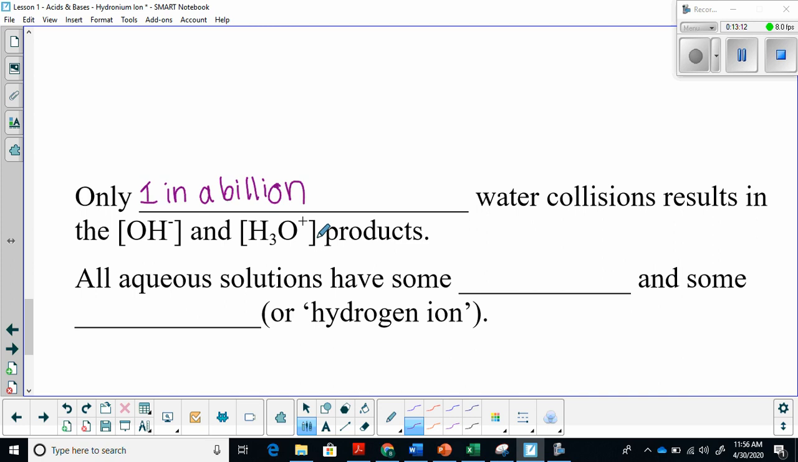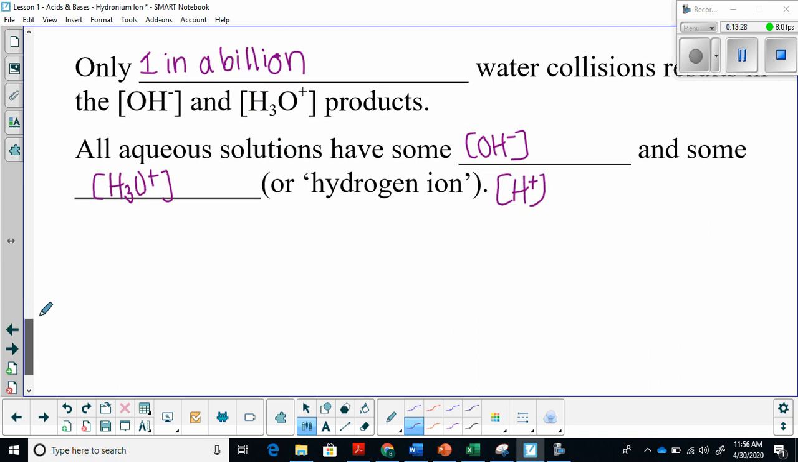All aqueous solutions have some hydroxide and some hydronium or hydrogen ion. So before we move forward into this unit, I want us to realize that whenever I'm talking about hydronium from now on, that means it also refers to me talking about H+. These two are going to be seen as equal for the rest of the unit.